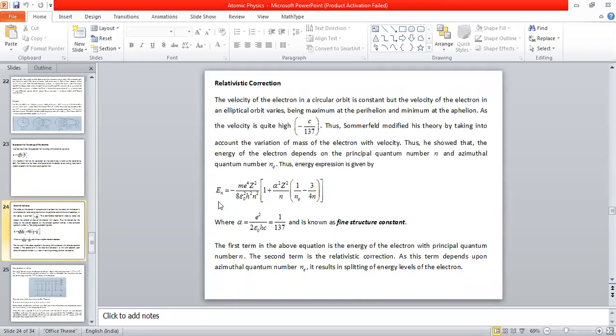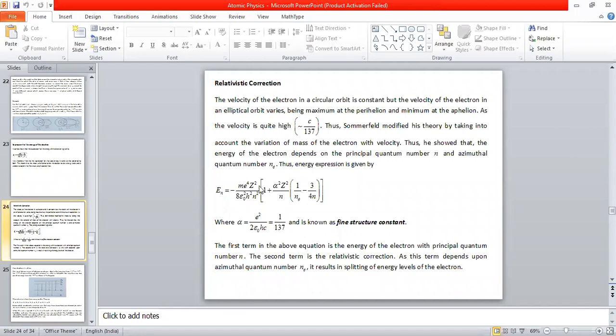This expression is given by E_n equals minus m e^4 Z^2 divided by 8 epsilon^2 h^2 n^2, times 1 plus alpha^2 Z^2 by n into (1 by n_phi minus 3 by 4n). Here n is the total quantum number, which can take values 1, 2, 3, 4, 5. n_phi is the azimuthal quantum number, which can also take values 1, 2, 3, 4, 5, etc. Alpha is a constant with a value of 1 by 137. I have already mentioned it is called the fine structure constant.